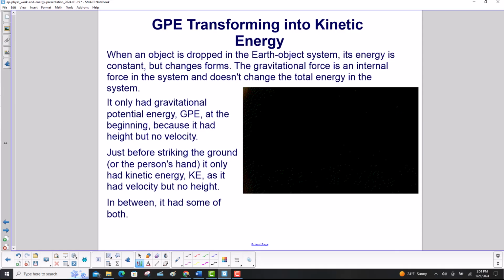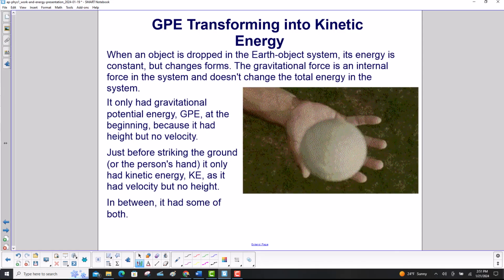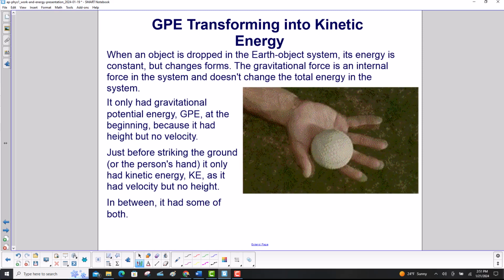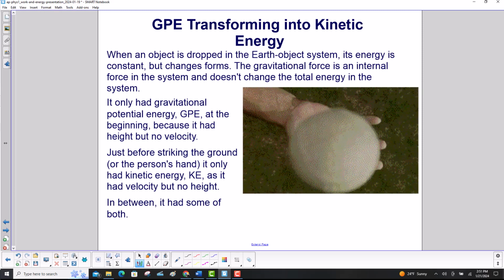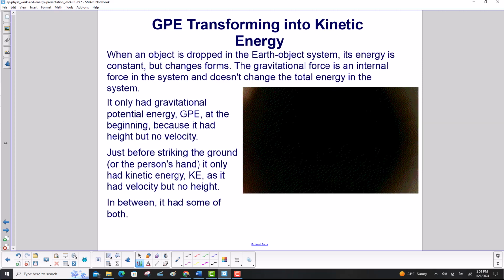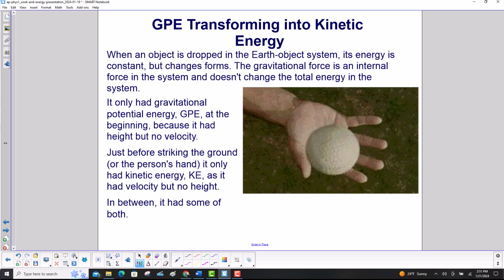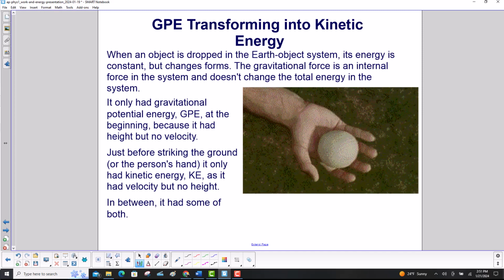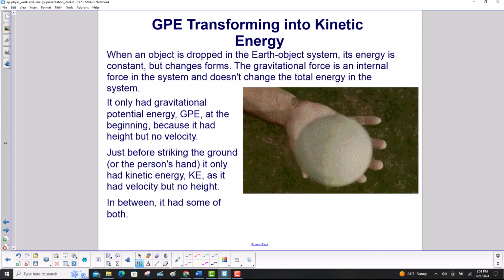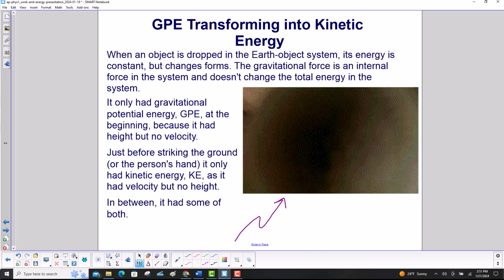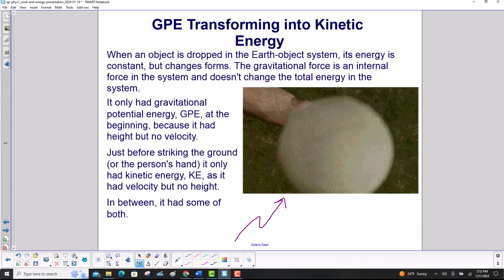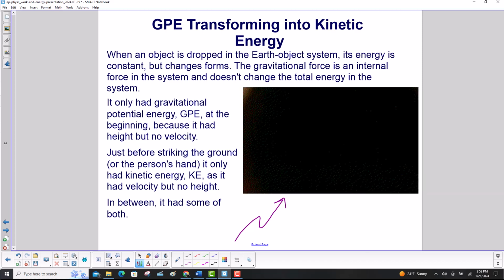When an object is dropped in the Earth-object system, its energy is constant but changes forms. The gravitational force is an internal force in the system and doesn't change the total energy in the system. It only had gravitational potential energy at the beginning because it had height but no velocity. Just before striking the ground, or the person's hand, it only had kinetic energy as it had velocity but no height. In between, it had some of both.